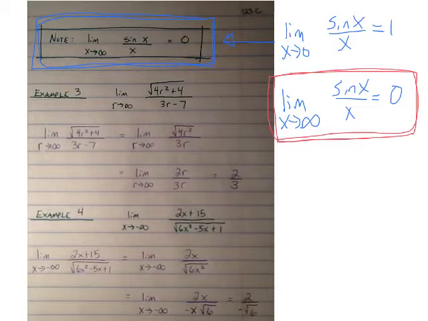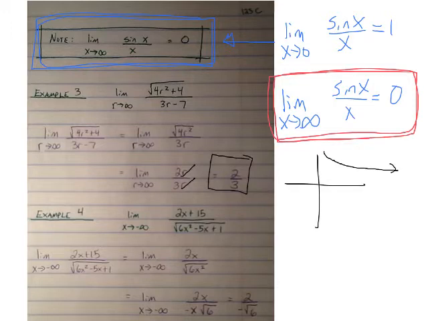Anyway, moving back to example 3, what we have is the square root of 4x squared plus 4 all over 3x minus 7. And we can take the similar approach where we're interested only in the leading terms. So if we isolate the leading terms, the leading term of our numerator is root 4x squared, and the leading term of our denominator is 3x. If we simplify the top, we get 2x, and the bottom is 3x, and those x's cancel, and that gives us a limit of 2/3, which means for our graph, as we go out to infinity, we're approaching a horizontal asymptote at 2/3.